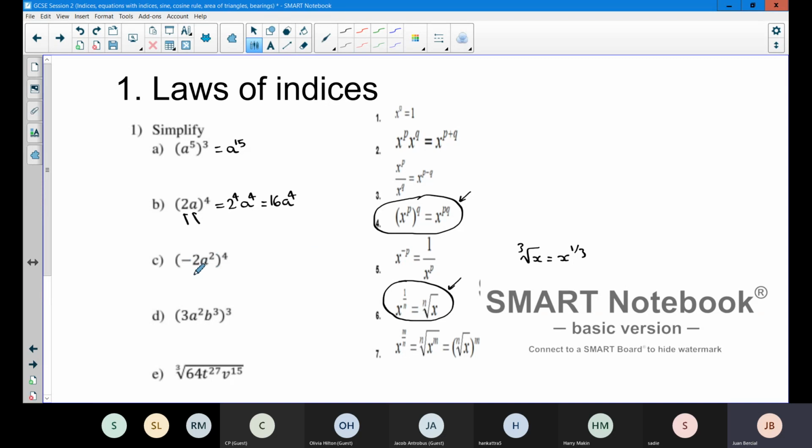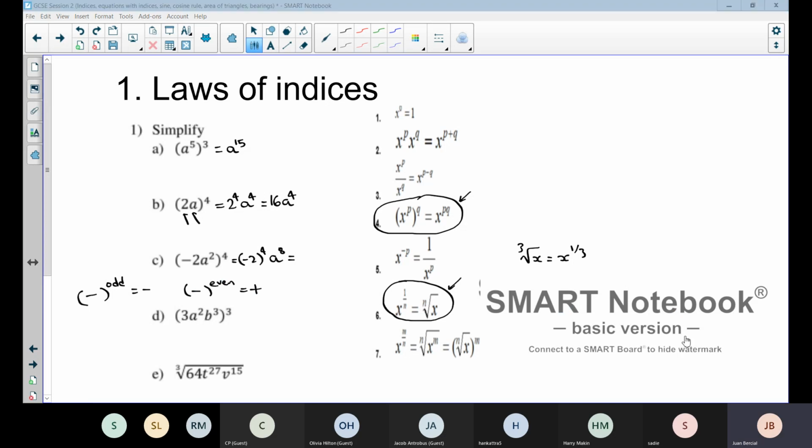Here, you can see that we've got minus 2 to the power 4. We're always careful with the sign. So we're going to write minus 2 inside the bracket to the power 4. And then we've got a bracket, so we've got a power of a power. That's going to be a to the power 8. Now we have to be careful with this first one, because remember that if the power is odd, a negative to the power odd is a negative, whereas a negative to the power even is always a positive. So we have to be careful with that.